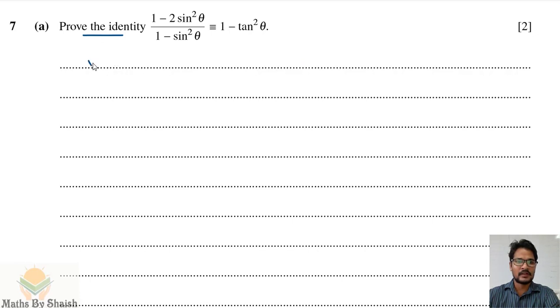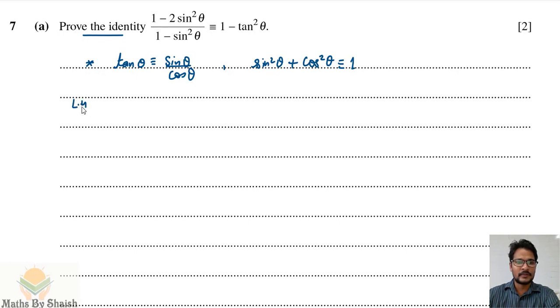And in AS level we have two identities which we are going to use. One is tan theta as sine theta over cos theta. Another is sine square theta plus cos square theta is equivalent to 1. They are equivalent. Equivalent means we can write the right hand side in place of the left.